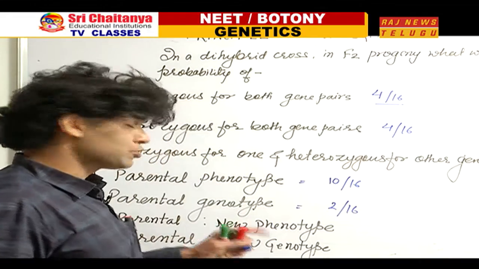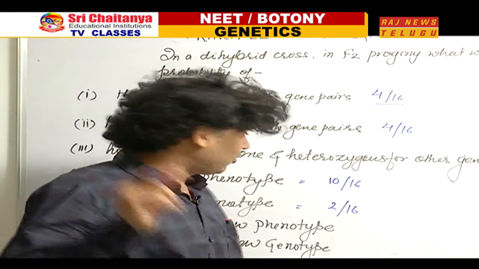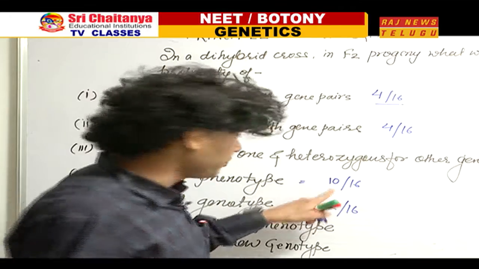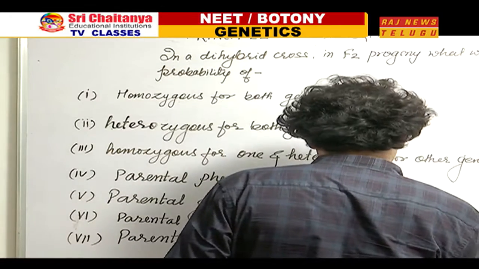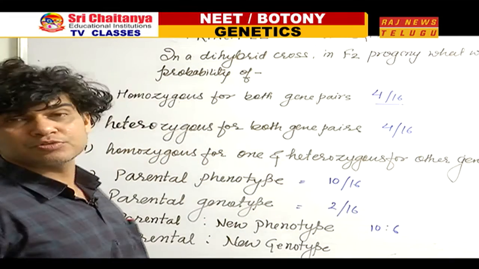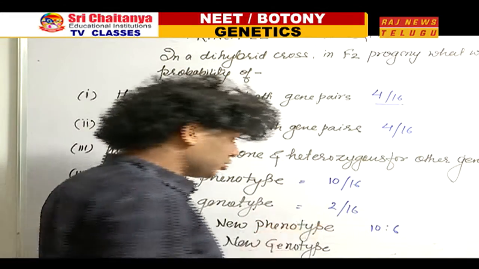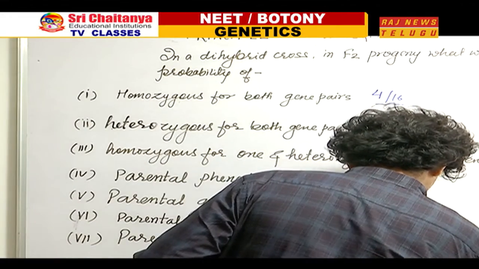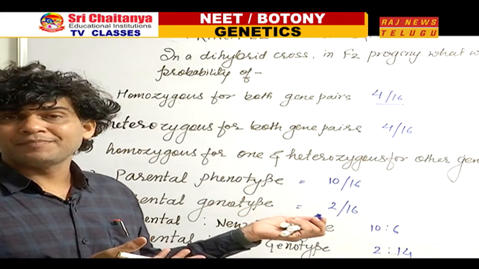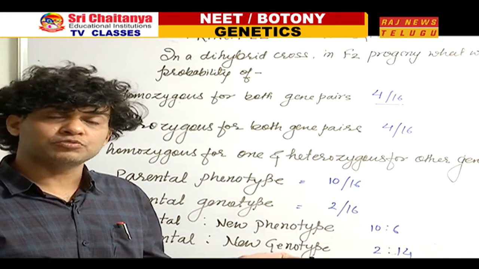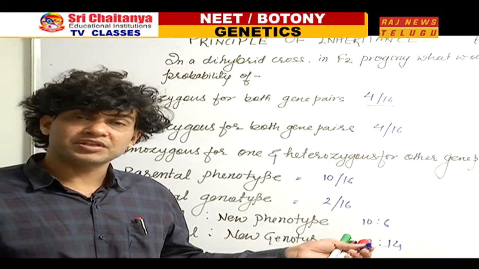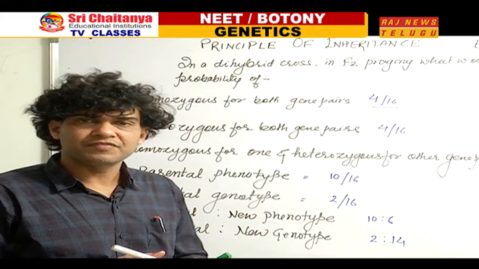Now parental is to new phenotype. Very simple. I already said 10 members are parental. It means the 6 remaining are new combination. So parental is to new phenotype is 10:6. Similarly, parental is to new genotype. Parental genotype showing only 2 means 2 and 14 is the answer. It means with the help of this dihybrid cross, with the help of this mathematical approach of the product law, probability law, we can easily calculate such kind of questions, and I hope you are also now in a comfortable zone.